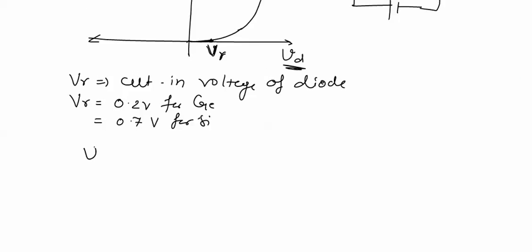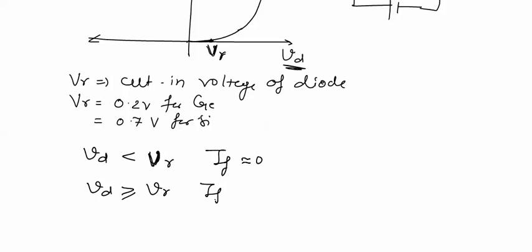Now, if the applied VD is less than V gamma, the current through the diode IF will be nearly equal to 0. And if the applied voltage is greater than or equal to V gamma, IF will be equal to I naught into e raised to power VD upon eta Vt. This means the forward current will depend on the forward voltage VD if VD is greater than V gamma.